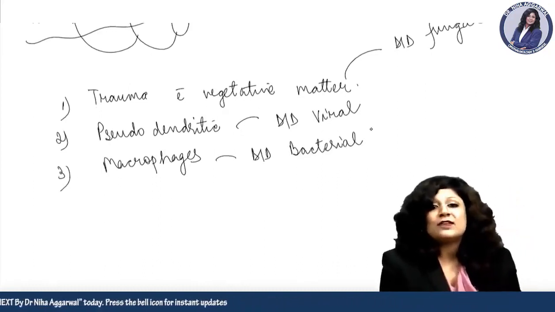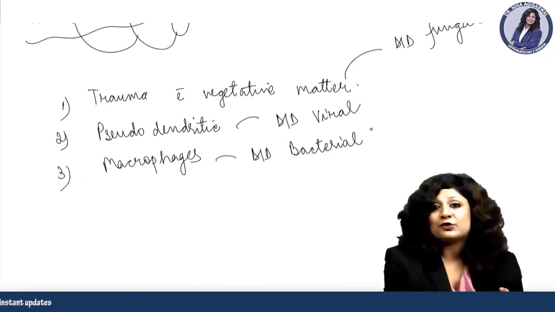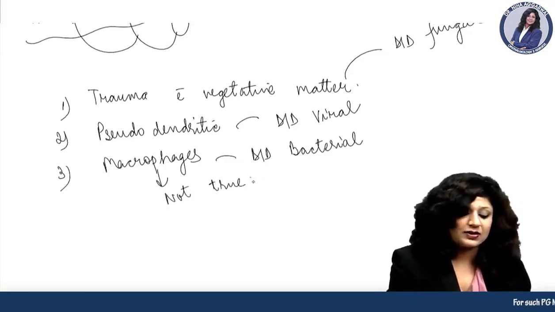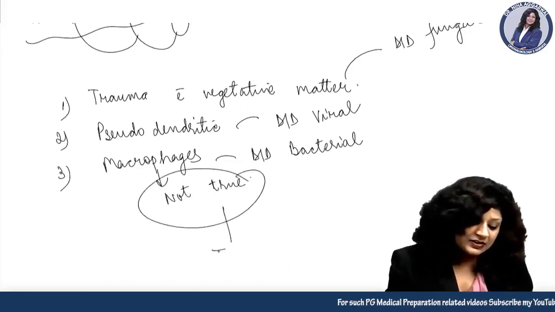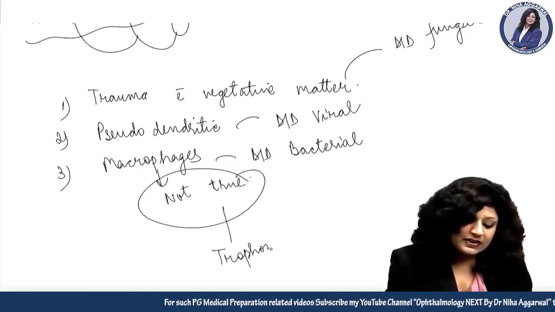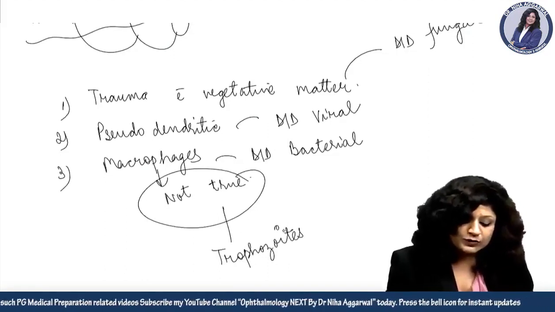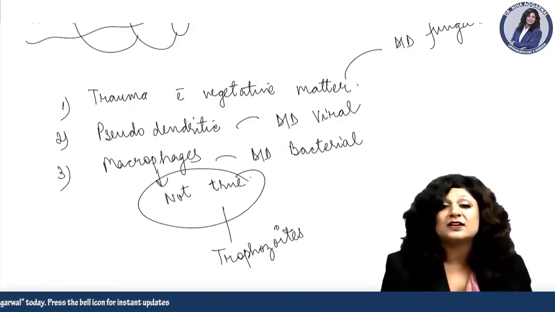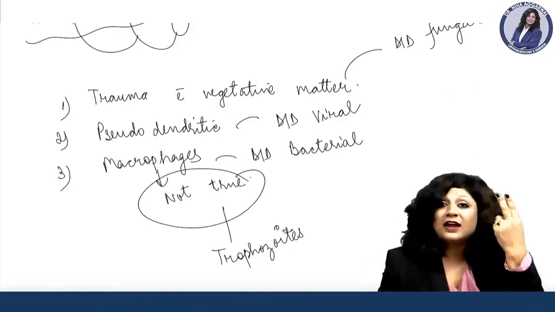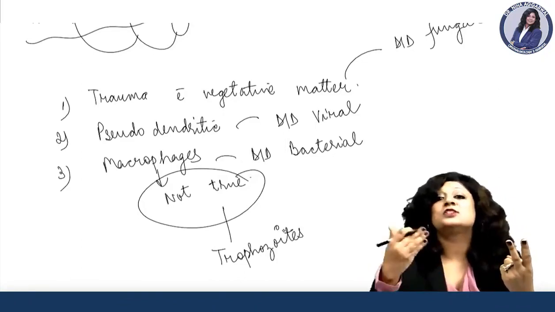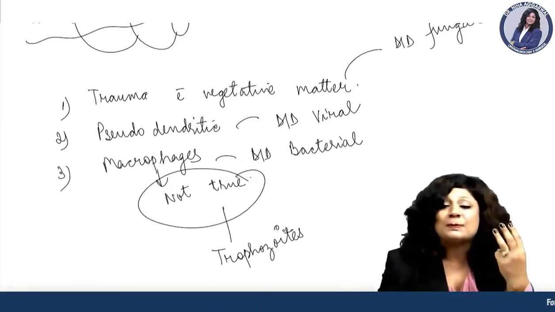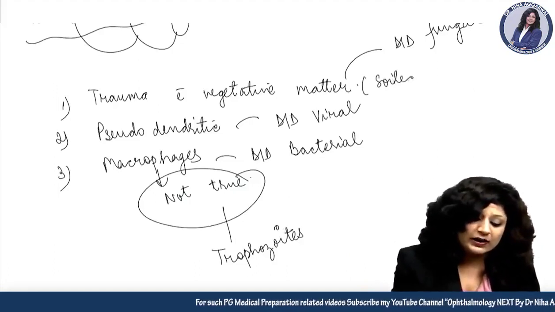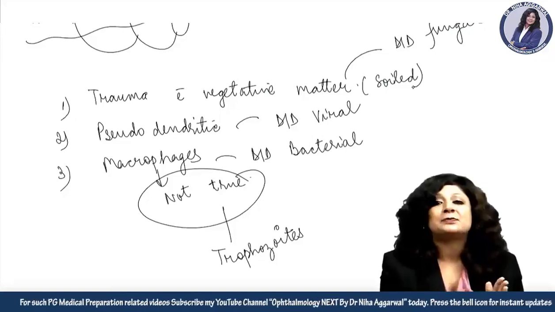Now, how to solve it? Where from are you getting the macrophages here? They are not the true macrophages. Rather, these are basically the trophozoites, which is the active stage of this acanthamoeba corneal ulcer, which looks like macrophages. They are not the true dendrites. They are pseudo-dendritic. And trauma with vegetative matter is actually taking place only when it is soiled. So that is why these are kept in the DD.